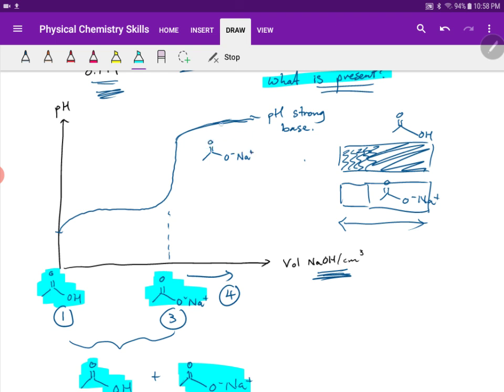Usually we are not required to calculate things here, but we are required to calculate this value here, and this value here. In the next video we will talk about how we can go about calculating these values.